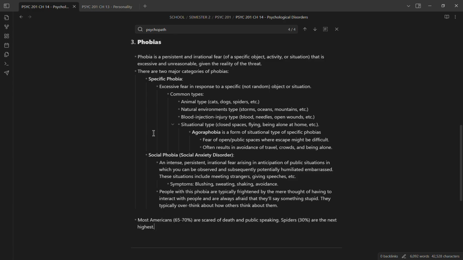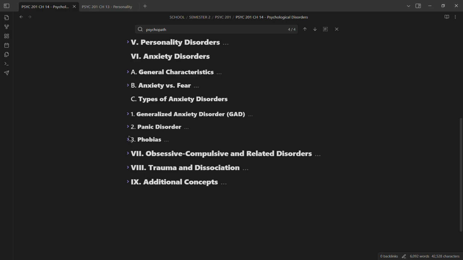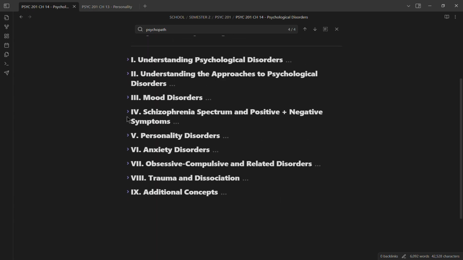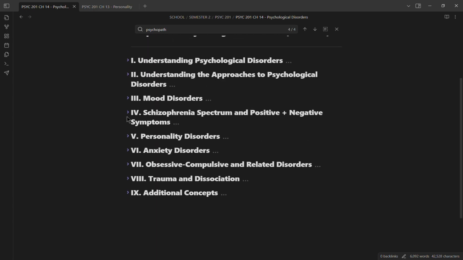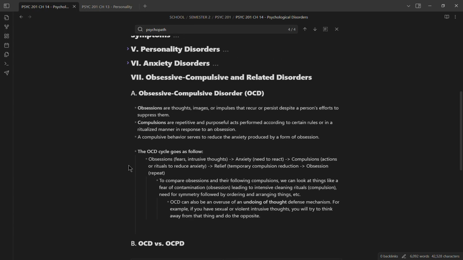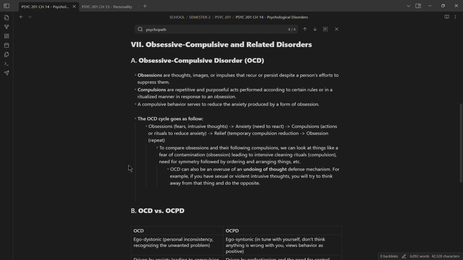Yeah, let's keep cooking. So now we have gone through our general anxiety disorders, our panic disorders, our phobias, right? Our types of anxiety disorders. Our personality disorders, schizophrenia and positive and negative symptoms, our mood disorders, understanding the approach to psychological disorders, and understanding psychological disorders. Now, we have obsessive compulsive and related disorders, right? OCPD and OCD. That is what we are looking at here.